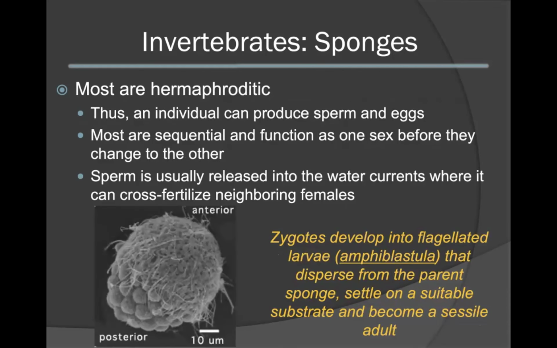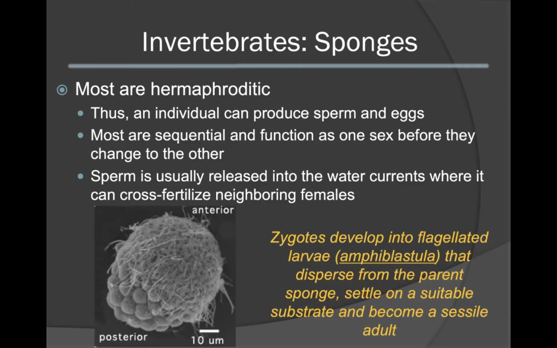In general, most sponges are considered to be hermaphroditic. This means that each individual can produce both sperm and eggs. Most are sequential and function as one sex before they change to another. Sperm is usually released into the water current, where it can then cross-fertilize with any neighboring females.